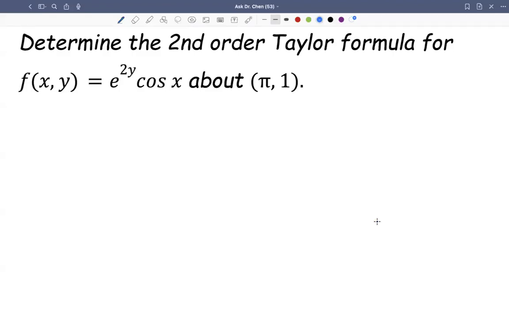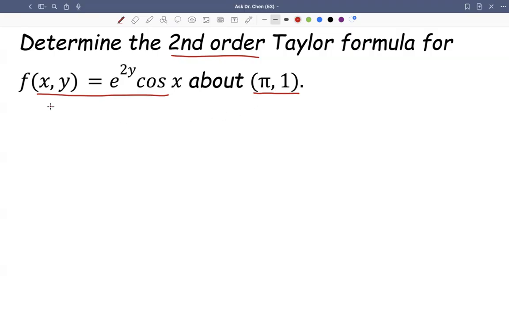Let's see this question. We want to determine the second order Taylor formula for this function about this given point. So remember, the second order Taylor formula involves the function value at this point, then the first derivative at this point, and the second derivative at this point.